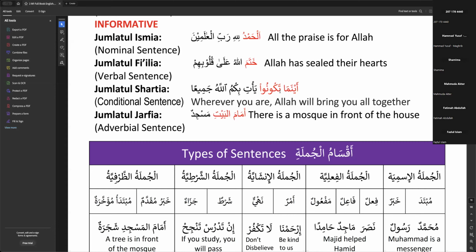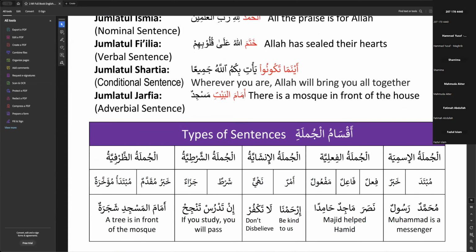أينما تكونوا. First you are saying wherever you are, right? And then followed with a conditional sentence, followed with an answer. Allah will bring you all together. We call it conditional sentence.